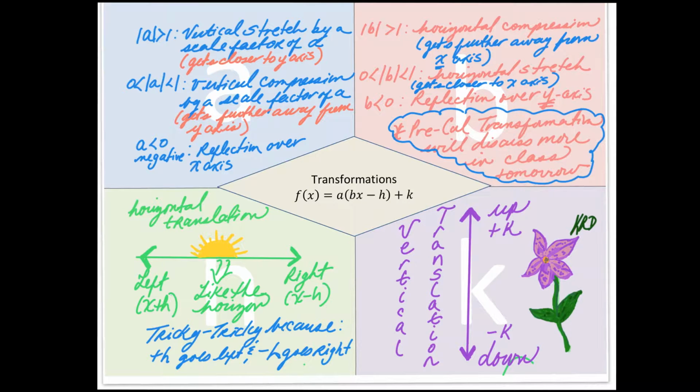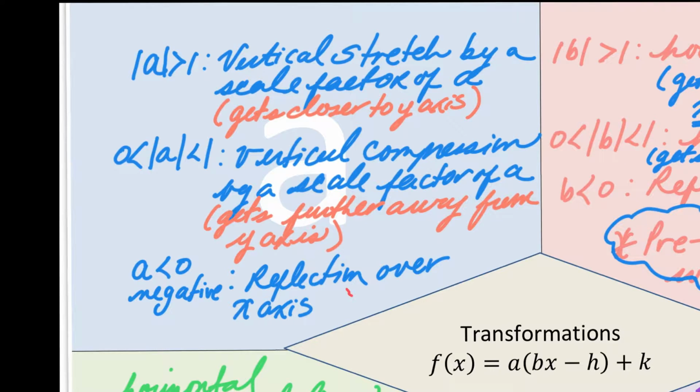Here's Mrs. D's transformation board just in case you want to see what I would write. We'll start with the a value. It is the number that would be in front of the equation, completely in the front. If the absolute value of a is greater than 1, it is going to do a vertical stretch by a scale factor of that a value.